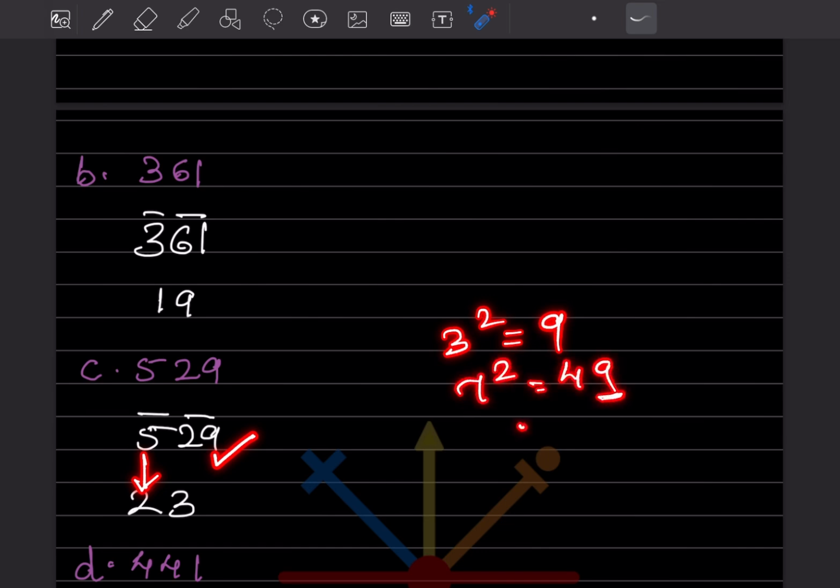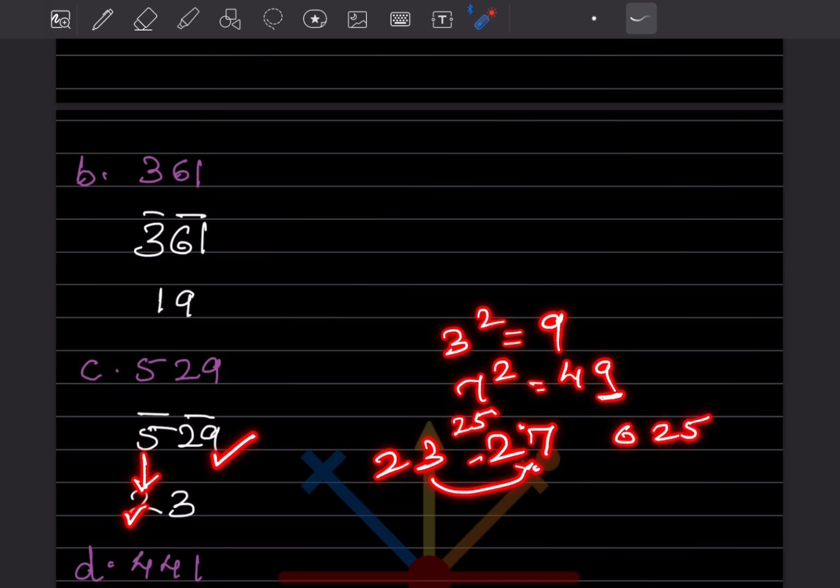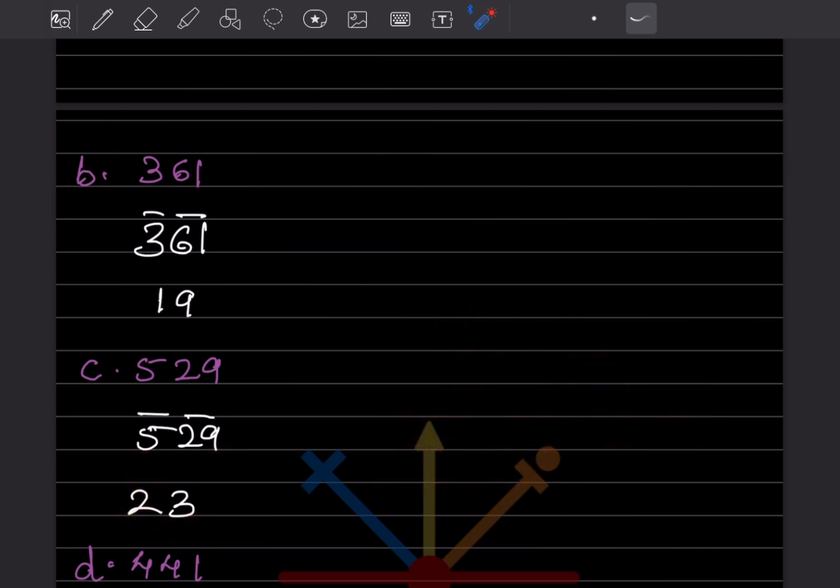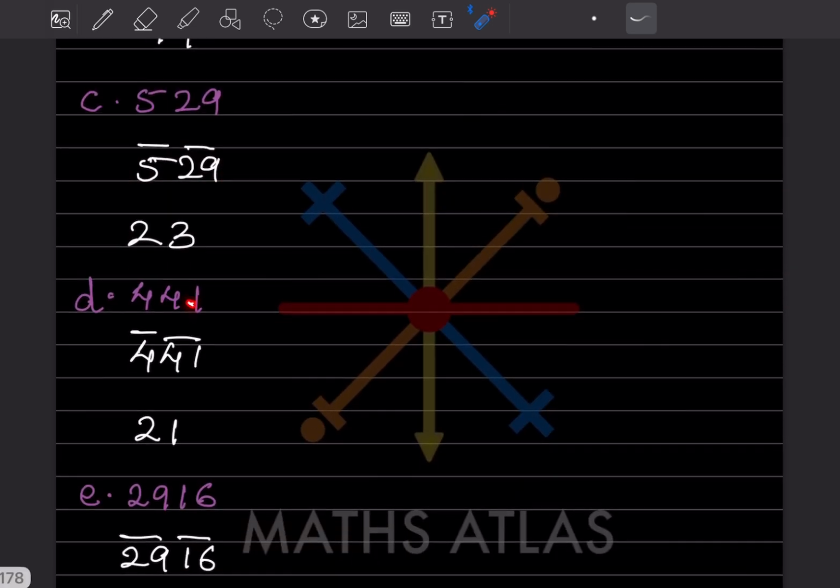So it should be either 23 or 27. You can see here, between 23 and 27, if you take 25, the square of 25 is 625. So 625 is bigger, which means you are going to look at the smaller number. So this is going to be 23. And then you can also check 23 into 23, that you will get 529. Again for this one, this is 4, so 2 square is 4.